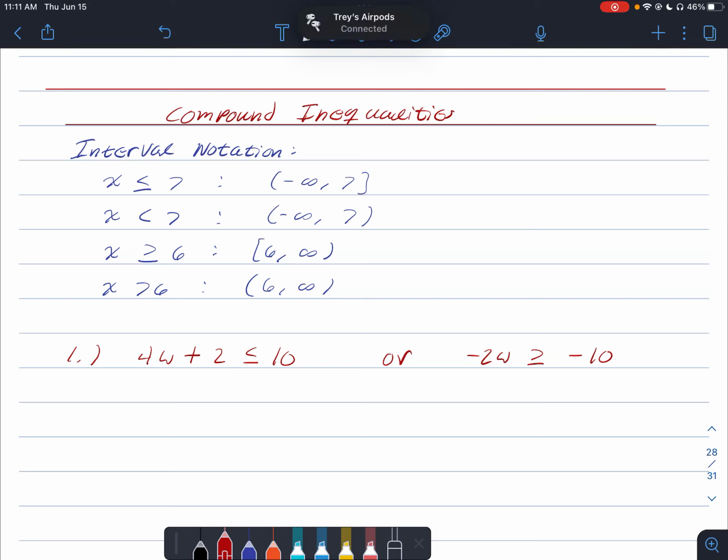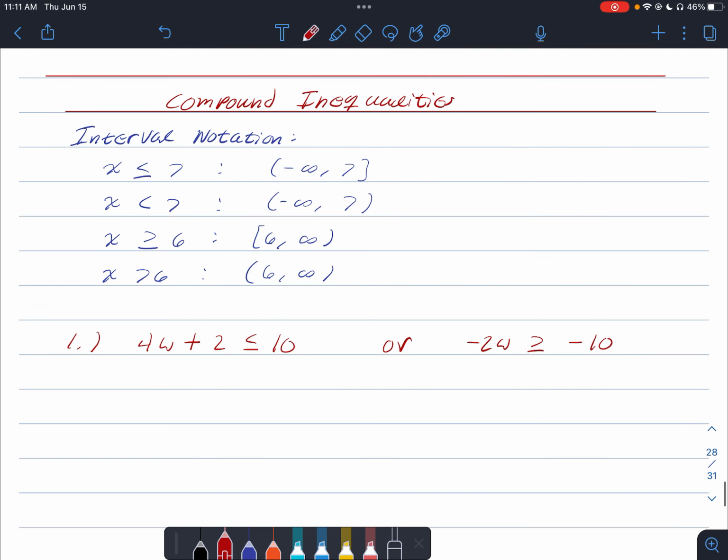So now we're going to talk about compound inequalities. In our last video, we did a quick introduction to inequalities, and that was probably a review for a lot of you. These might be a little bit more complicated, but I want to do a quick review first on something called interval notation, okay?